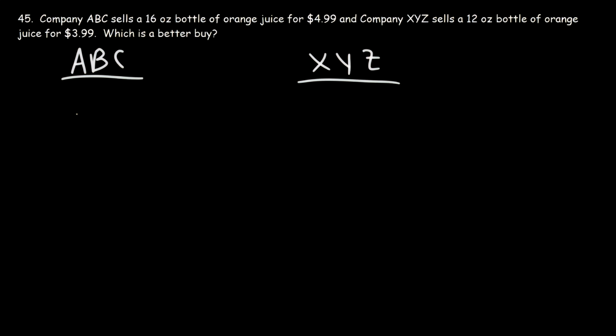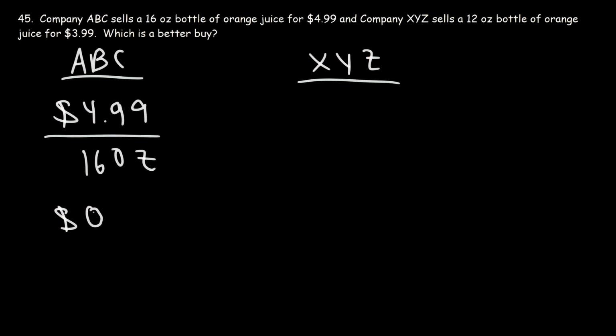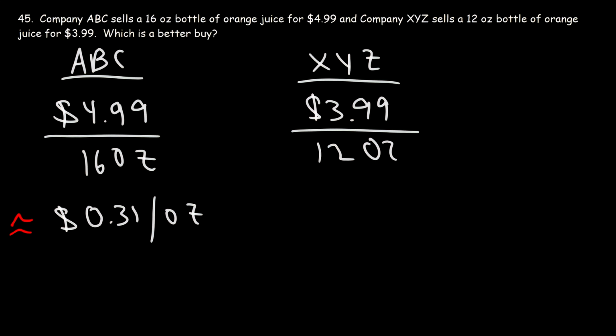So for company ABC, they're charging $4.99 for a 16-ounce bottle. So dividing the two numbers, this works out to a cost of 31 cents per ounce. And of course, this is a rounded value. Now, for company XYZ, they're charging $3.99 for a 12-ounce bottle. Dividing those two numbers, we see that the cost per ounce of juice is 33 cents, approximately.